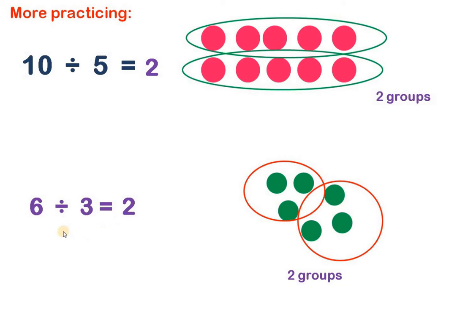Look at the second equation. 6 divided by 3. Here we have 6 objects and we divided them in a group of 3. And after that we have 2 groups of 3 and they are equal.